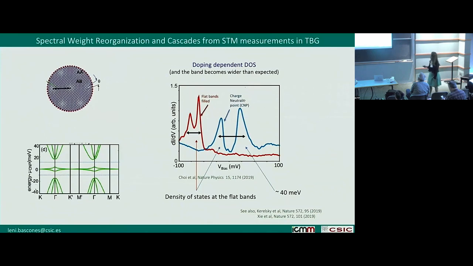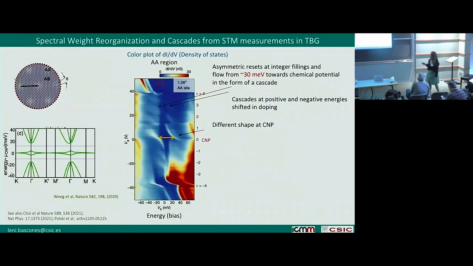So here you have the density of states when the flat bands are completely filled, and here it is when the chemical potential is at the flat bands, and you can see that these peaks have separated very strongly. In fact, this happens on a very large energy scale, of the order of some tens of milli-electron volts. It was later known that this reorganization of the spectral weight happens in what has been called the cascades.